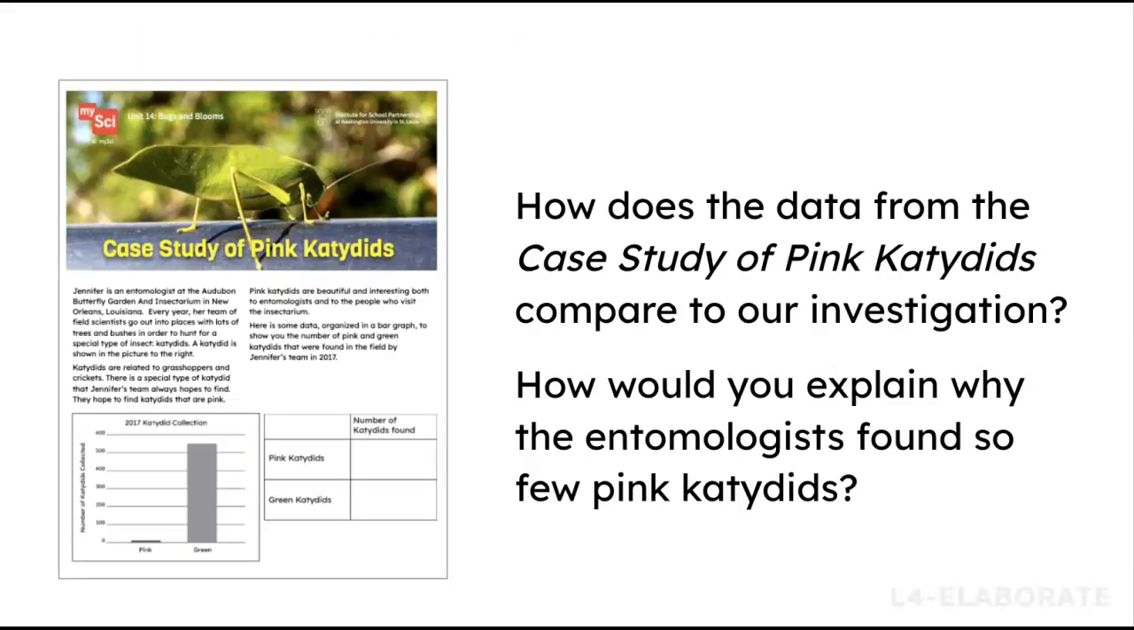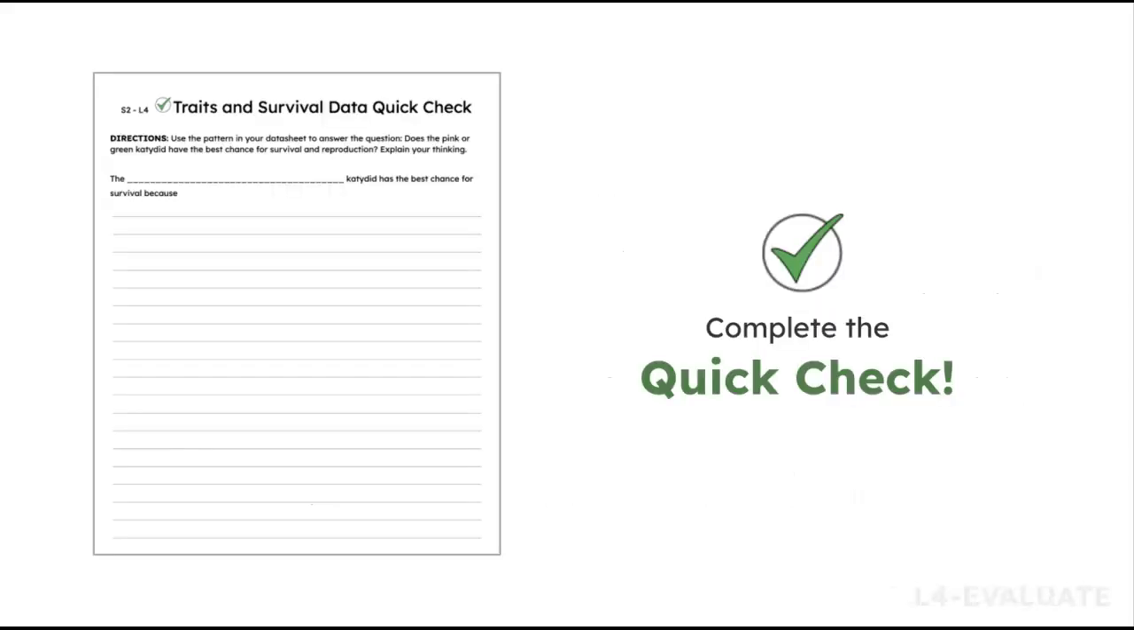For the Elaborate portion, you'll look back at the case of the pink katydids and ask students how the data compares to their investigation. You'll complete the summary chart discussion. For the Evaluate portion, you'll have students complete the Quick Check at the bottom of the Traits and Survival Data Quick Check student journal page.